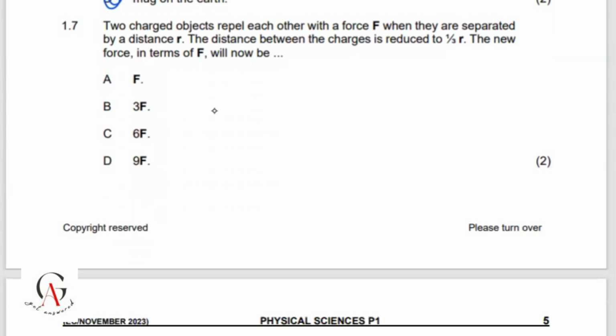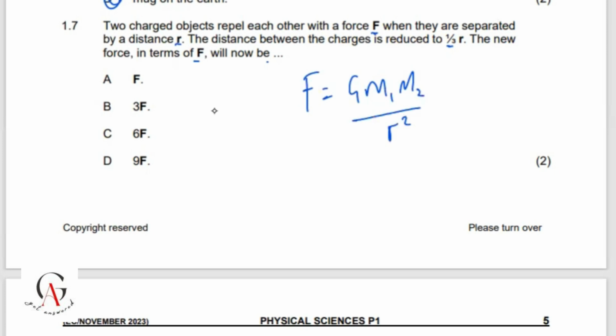1.7, if we have two charged objects that are repelling each other with a force F when they are separated by a distance r. The distance is now reduced to a third. The new force in terms of F will be. So from Newton's law of gravitational force, we know that F is G m1 m2 over r squared.